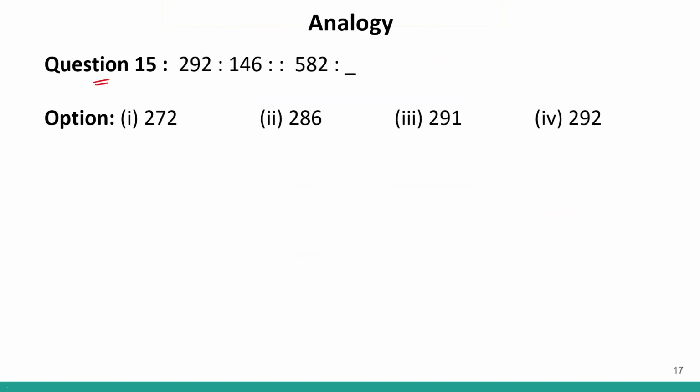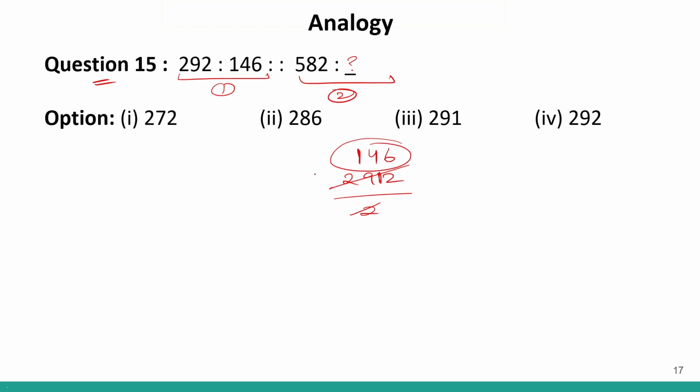Okay, question number 15, last question for today. We have 292, 146, 582 and we have to find the missing element. So this is pair 1. We have to find the logic in pair 1 and use the exact same logic in pair 2 to find the missing element. Now over here, if I divide 292 by 2, how much will I get? This will be 1. Correct? This will be 1, this will be 4, and 1 will be carried, so this will be 6. I'll get 146. So this is basically division by 2.